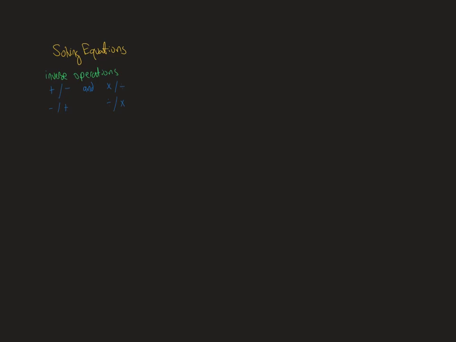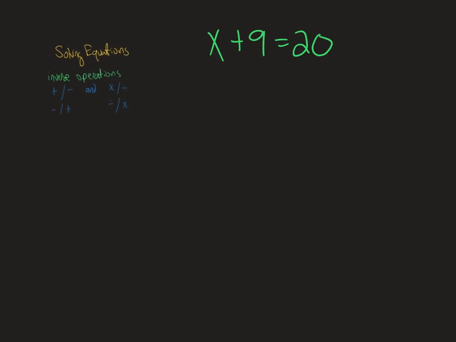So for our first equation, we're going to start with x plus 9 equals 20. To solve this, we need to look back at our inverse operations. We have addition, so we want to use subtraction. So we are going to try to isolate that x variable. We want to get x by itself. To be able to do that, we need to subtract 9. So that way the plus 9 and the negative 9 cancel.